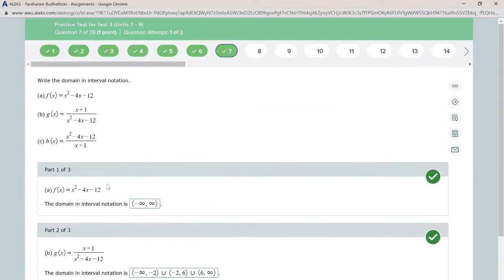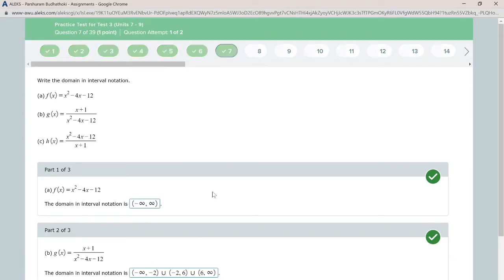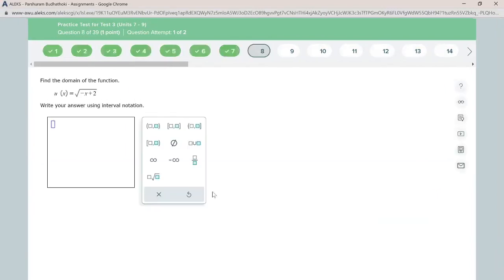Okay, so whenever you have to find the domain, if you have fractions, you have to make your denominator non-zero. Okay, so let's go to the next question, and the next question is problem number 8.